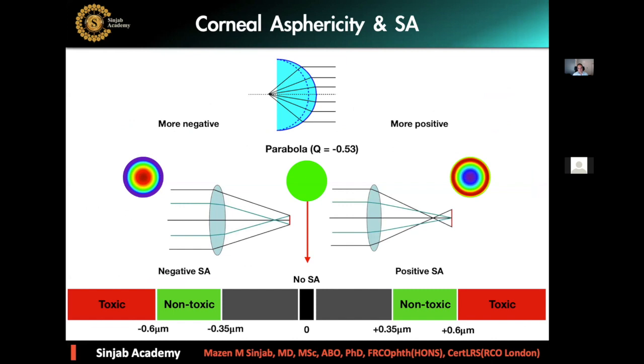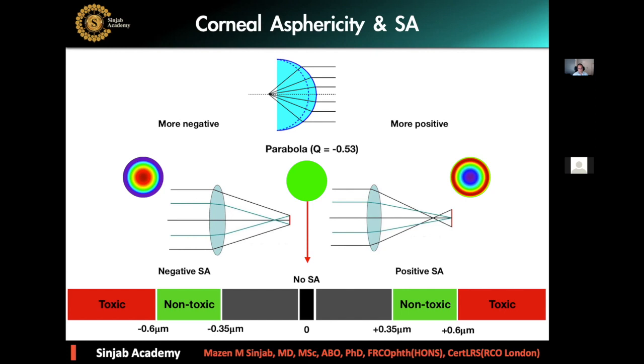Accordingly, we can come to this beautiful slide. Now, this beautiful slide shows us the correspondence between the shape of the cornea, Q value, and the generated spherical aberration. When the Q value is minus 0.53, there is no spherical aberration. More positive than minus 0.53, there is positive spherical aberration, and vice versa. However, the spherical aberration, either positive or negative, can be classified into 3 categories.